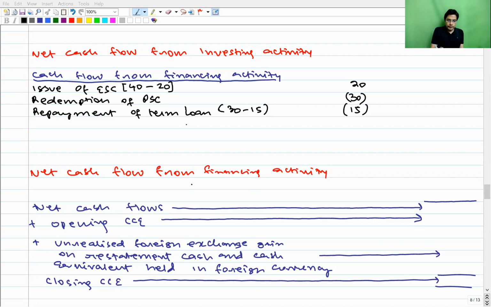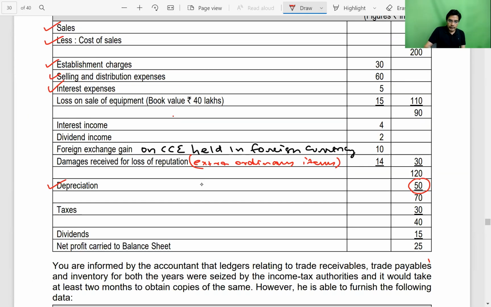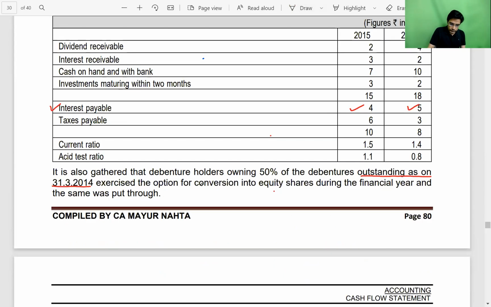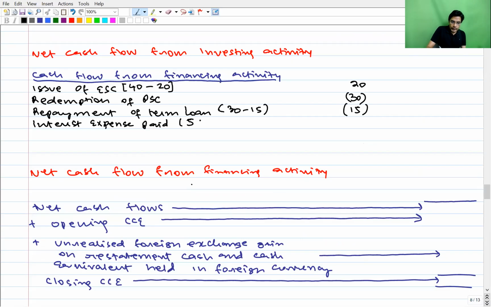So we will write in financing activity: interest expense paid. In the P&L account, 5 is appearing. Opening outstanding must have been paid in the current year, so we will add the opening outstanding, 5. And closing outstanding has not been paid.